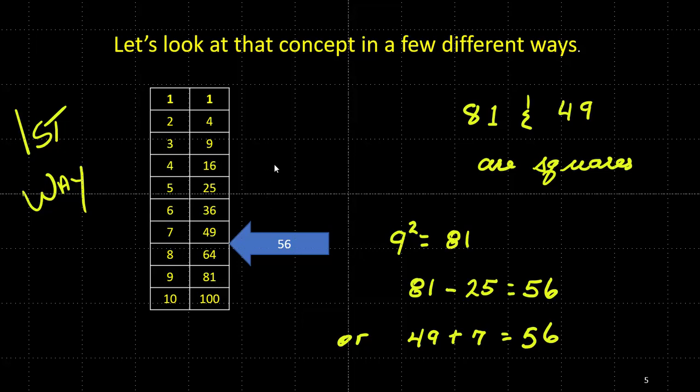So what I've said is that we can represent this number 56 by taking one of these squares and then subtracting or adding to that square to get 56. For instance, 9 times 9 is 81, and if we subtract 25 from 81, we get 56. Likewise, if we take 49, which is less than 56, we're going to have to add something to it. So here's my perfect square. I'm going to have to add 7 to get to 56.